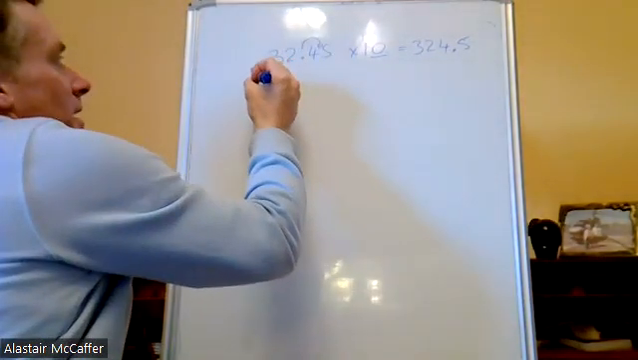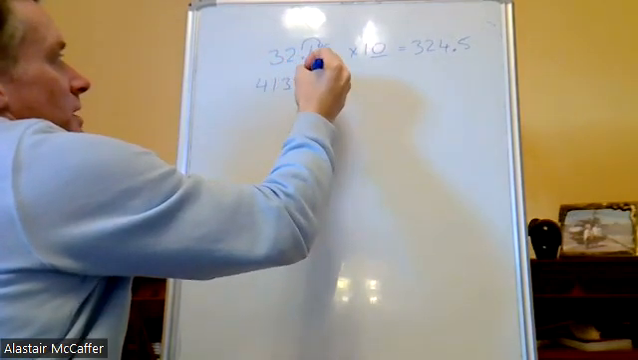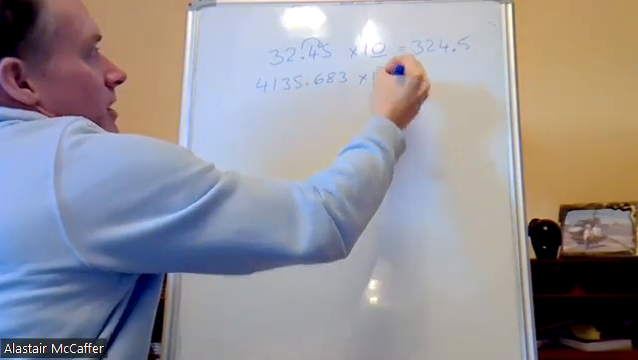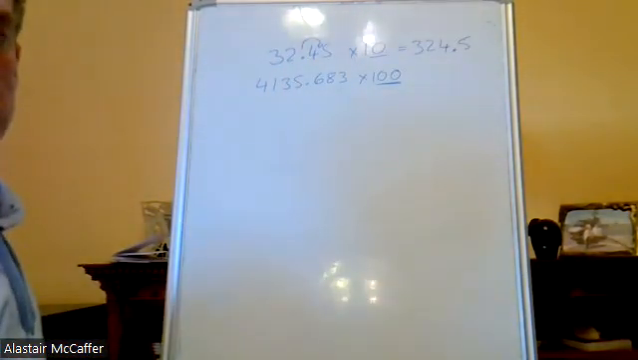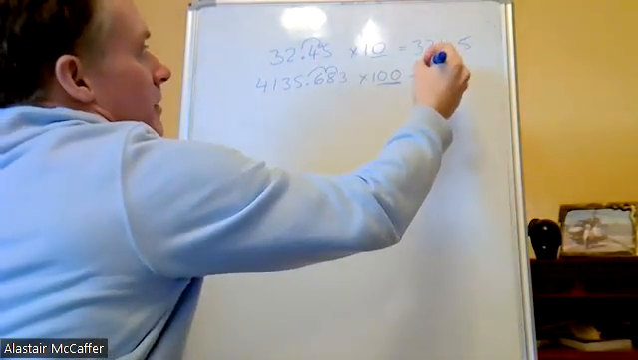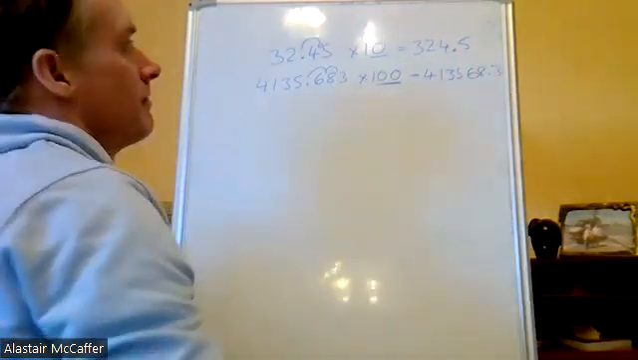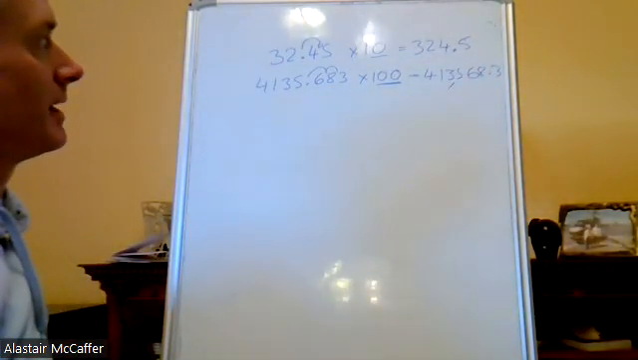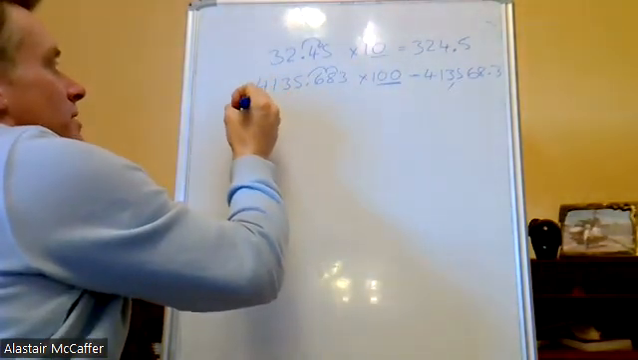Similarly, if you had something like 4,135.683 and you were to times that by 100, you've now got 2 zeros. So the 2 zeros means that you move the decimal point 2 places to the right. So that one will go 1, 2. Then that would give you 413,568.3.